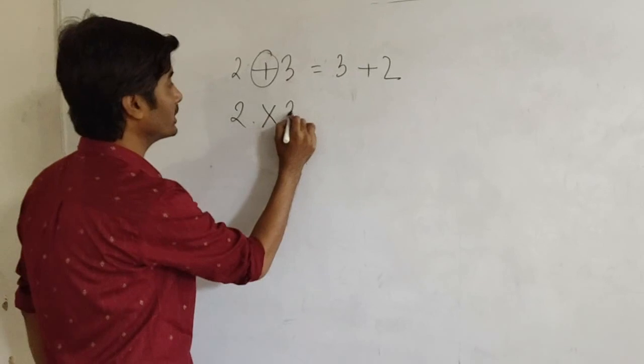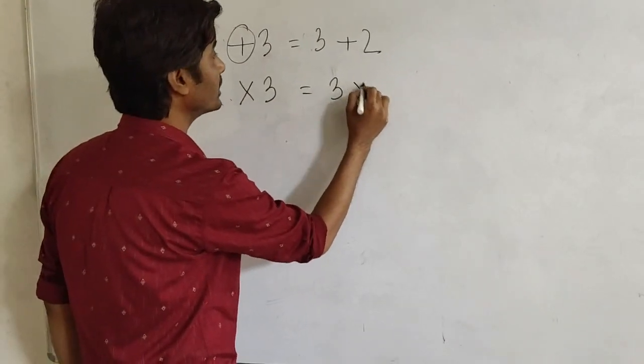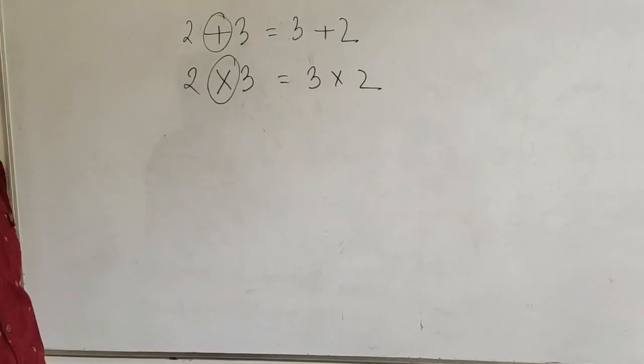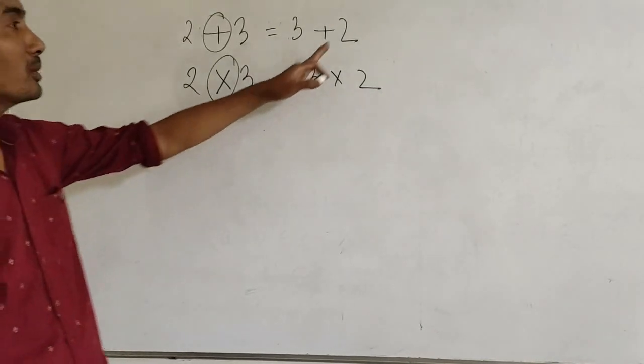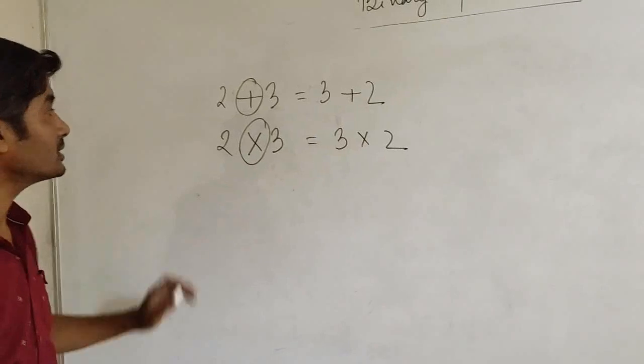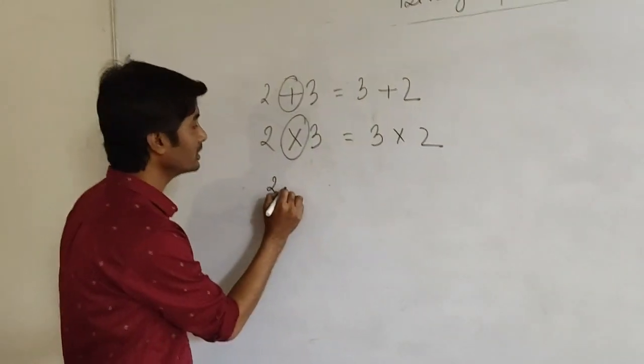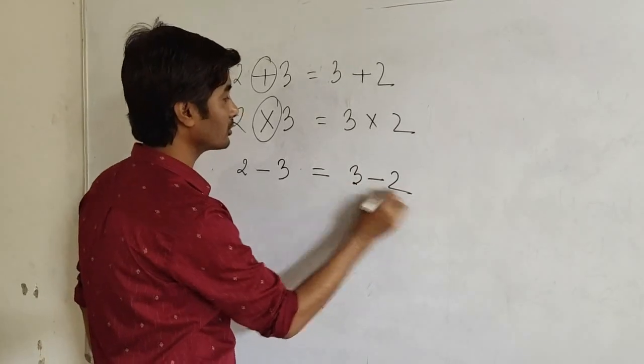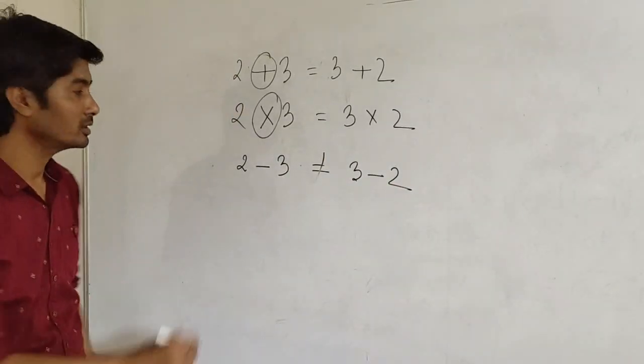Similarly, 2 into 3 is equal to what? 3 into 2. We say that with respect to multiplication, real numbers are commutative. But this commutative property is not satisfied for the minus operation. You see, 2 minus 3 is not equal to 3 minus 2.